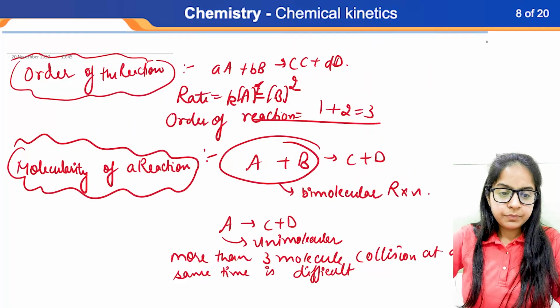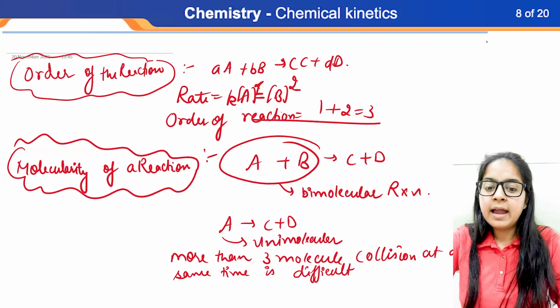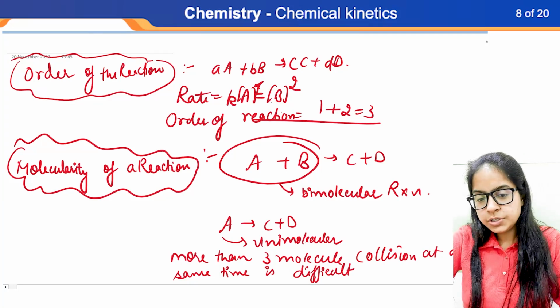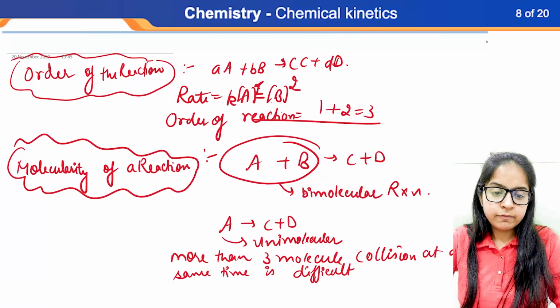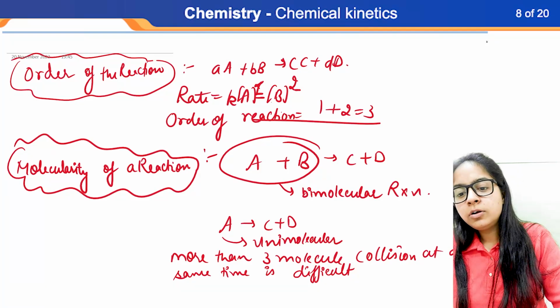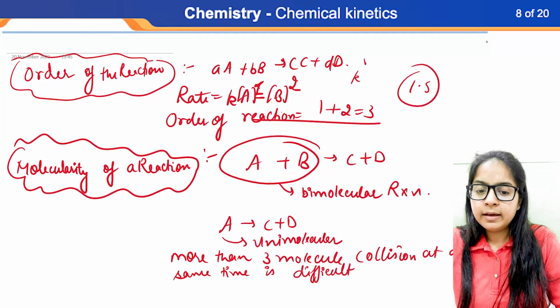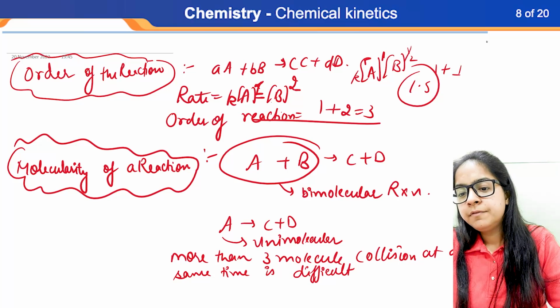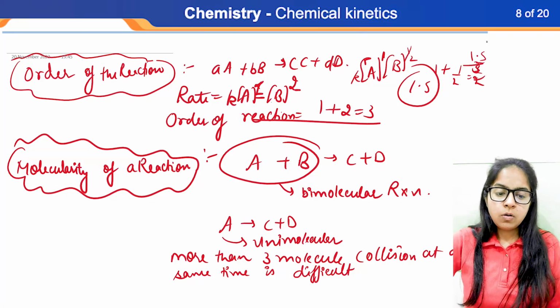Next one is the order of the reaction. We just simply add the powers in the rate law, and the addition gives you the order of the reaction. The order of the reaction can also be 1.5, because if rate is k A to the power 1, B to the power half, then 1 plus 1 by 2 is equal to 3 by 2, that is 1.5. Okay, so this is the order of reaction.